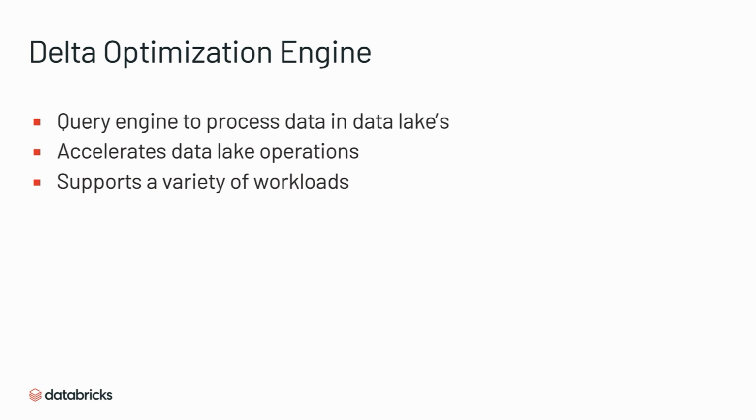So Delta engine, it is a highly performant query engine. It provides an efficient way to process data in your data lakes, and it accelerates data lake operations and also supports a variety of workloads. Those can be large-scale ETL processing workloads. They can also be ad hoc interactive queries. And many of these optimizations just take place automatically. So you get the benefits of Delta engine capabilities by just using Databricks for your data lakes. What the Delta optimization engine means for your business is that your data workloads run faster.